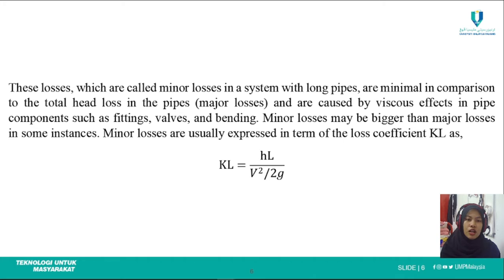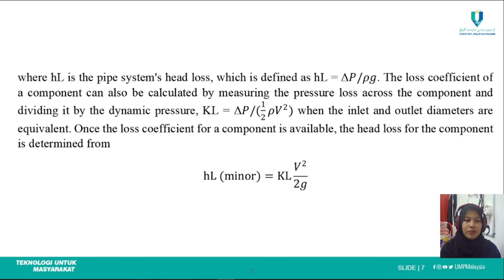These losses, which are called minor losses, in a system with long pipes are minimal in comparison to the total head loss in the pipes, and are caused by viscous effects in pipe components such as fittings, valves, and bends. Minor losses may be bigger than major losses in some instances. Minor losses are usually expressed in terms of the loss coefficient KL, as in this equation, where HL is the pipe system head loss, defined as the difference of P divided by the density times gravity.